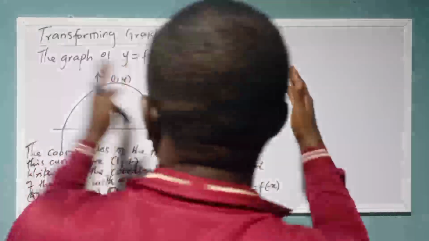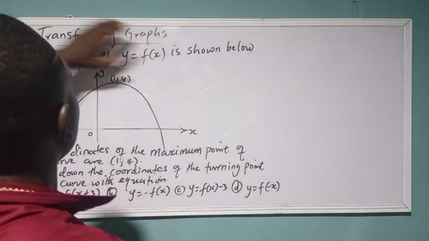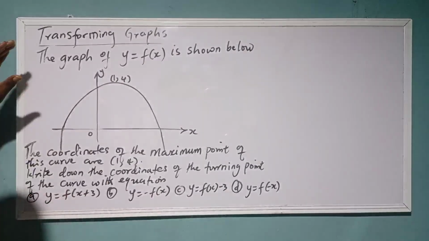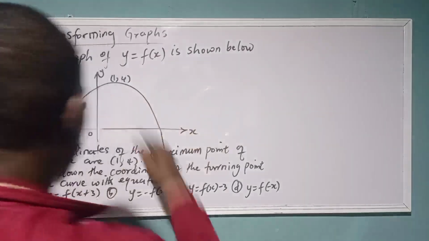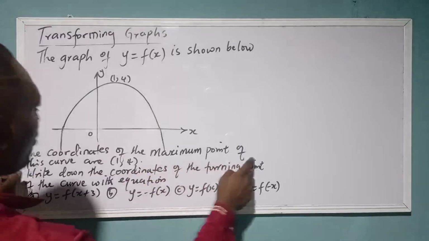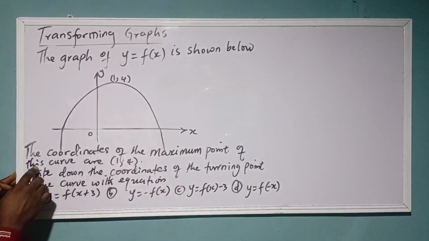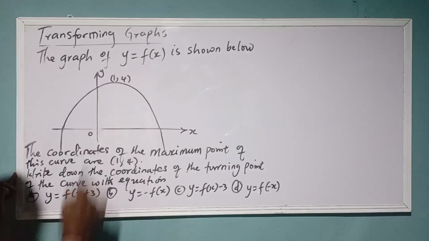Let me teach you how to solve this very question. This is for transforming graphs. Now, the graph of y, a function of x, is shown below. You can see the graph. Now, the coordinates of the maximum point, which is this point, of this curve are 1, 4. So you can see 1, 4.